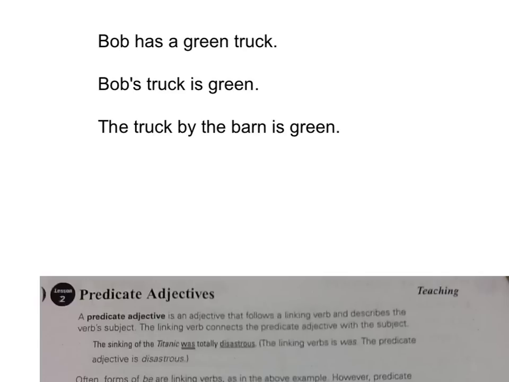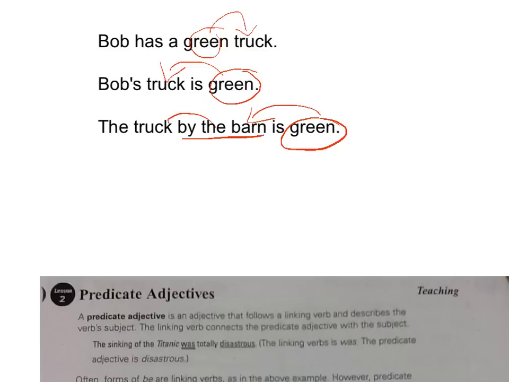There are a few other cases where linking verbs can be kind of tricky, and I want to give you an example. We've already talked about how in the sentence Bob has a green truck, green modifies truck. But even if you say Bob's truck is green, green is still modifying truck. Now the third sentence is a particularly tricky one: the truck by the barn is green. A lot of people tend to think that green in this case is modifying barn, but that's not the case. By the barn is modifying truck, and green is actually modifying truck.